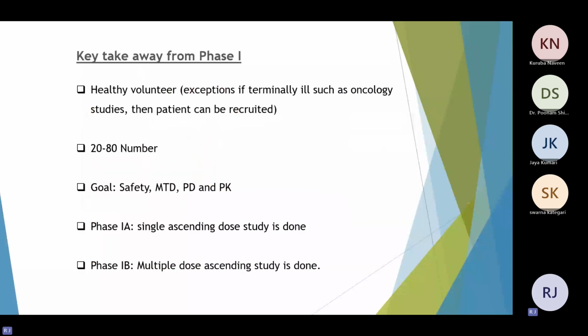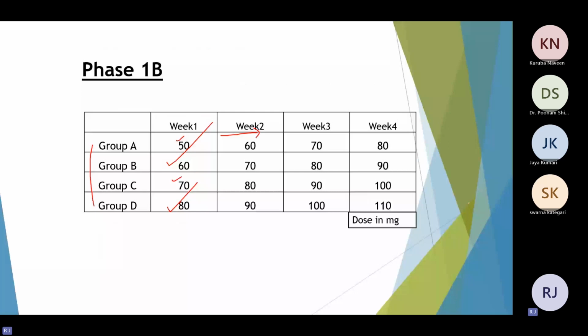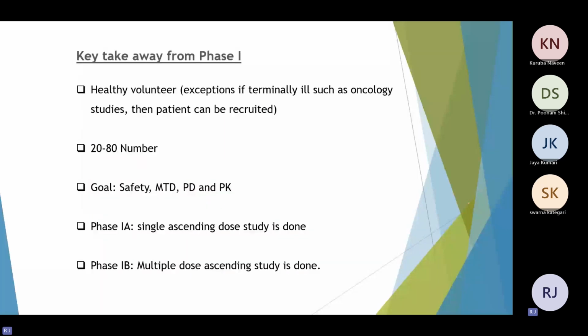If anybody has any question, then please let me know before we proceed with phase 2. Okay, so the key takeaway from phase 1 is that it is generally done in healthy volunteers. Okay, because this is the first time we are going to test the drug. We cannot take patients with multiple illnesses, we have to take healthy volunteers.